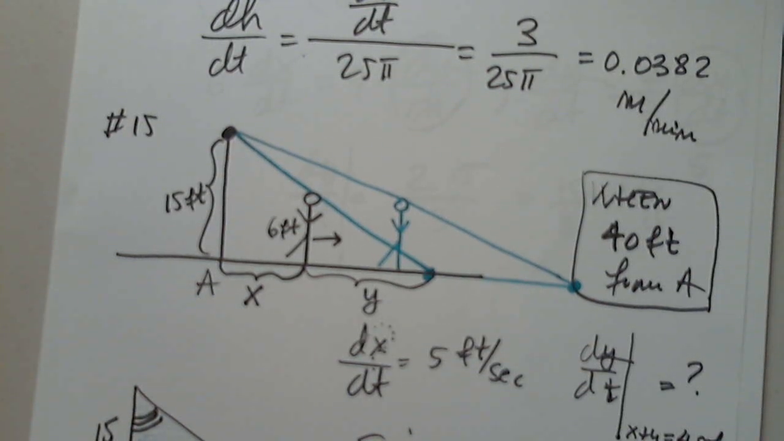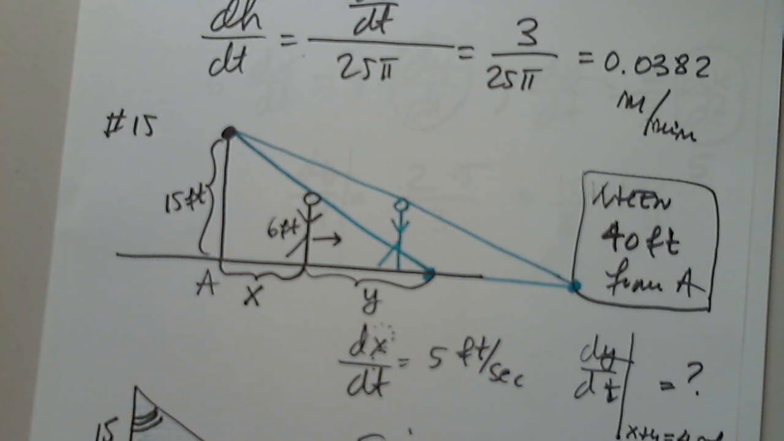Can you go back? The person being 40 away? Yes, which means x plus y equals 40. Or are they saying, hold on, can you flip back to the book? Is it the person is 40 or the tip of the shadow is 40? I feel like it would be the person at 40, but let's go back to the book.